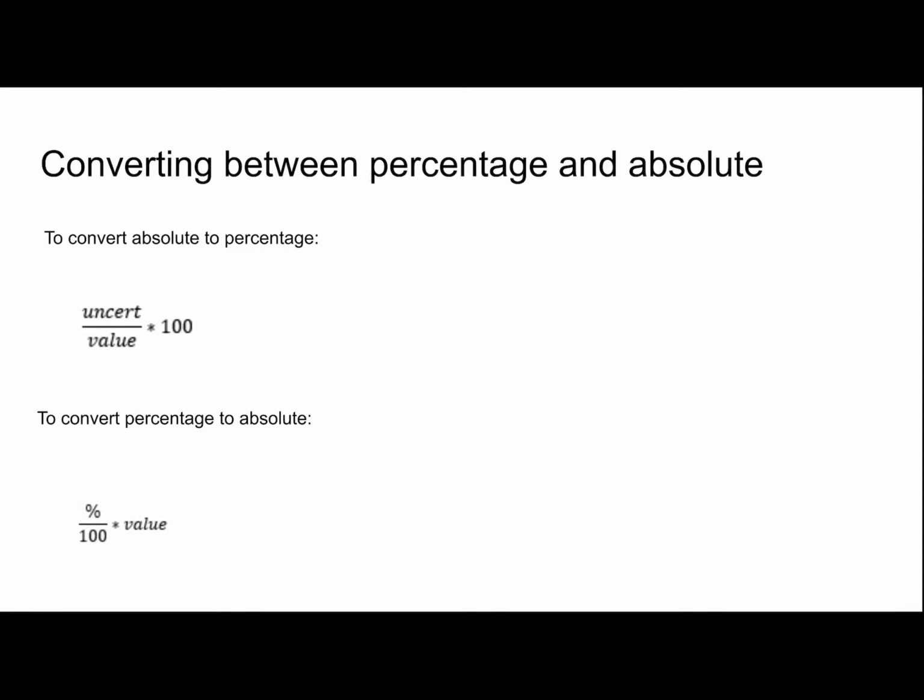So, converting between percentage and absolute uncertainties. To convert an absolute to a percentage, we say the absolute uncertainty over the actual value, multiplied by 100. Basically, we're taking the ratio of the uncertainty and the value, and multiplying by 100 just gives us a percentage. To convert the percentage back to an absolute, we just reverse the process: our percentage divided by 100, multiplied by our actual value, and that will give us back our absolute uncertainty.